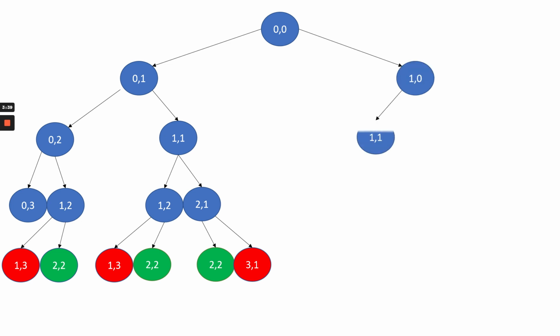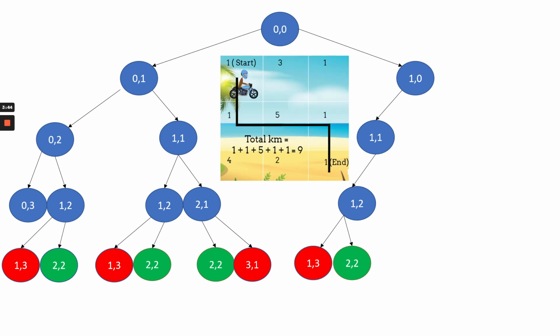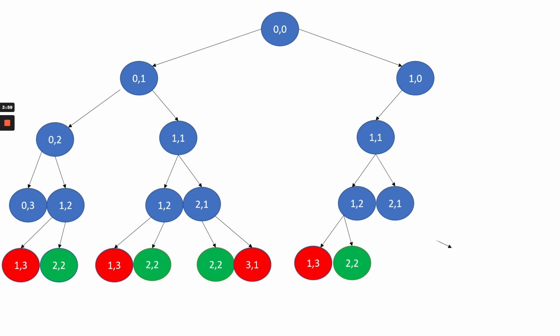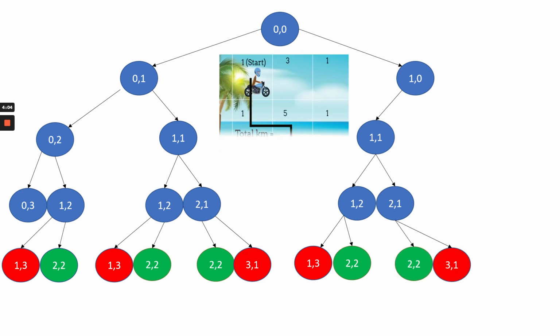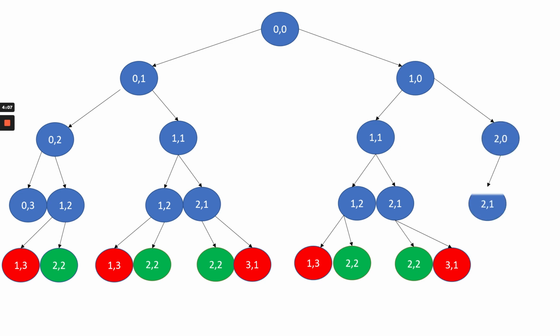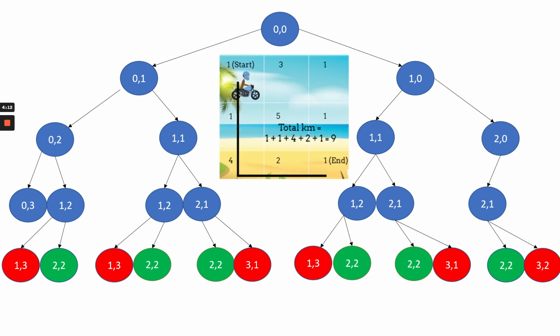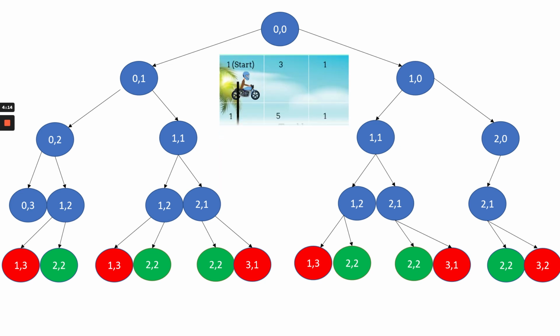Similarly, we'll be trying out all possible cases. This is another case in which he will move first down, then right, then again down. In this state he will travel up to 9 kilometers. Similarly, we'll try out all possible paths until he finds the goal, that is a path that is less than 8 kilometers. This is also one of the paths.